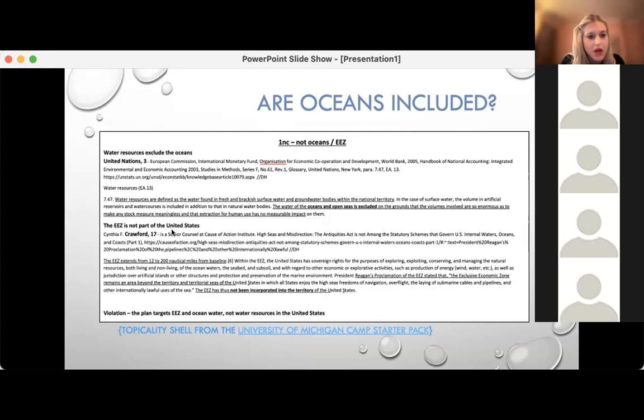that it came from. So then this next top card says, which you would technically read first, but I just wanted to introduce that one first, that water resources are distinct from the oceans because water resources are natural fresh water and the oceans are salt water. Water resources are water found in fresh and brackish surface water and groundwater bodies within the national territory. The water of the oceans and the open seas is excluded on the grounds that its volumes are so enormous to make any stock measure meaningless and the extraction for humans have no measurable impact.